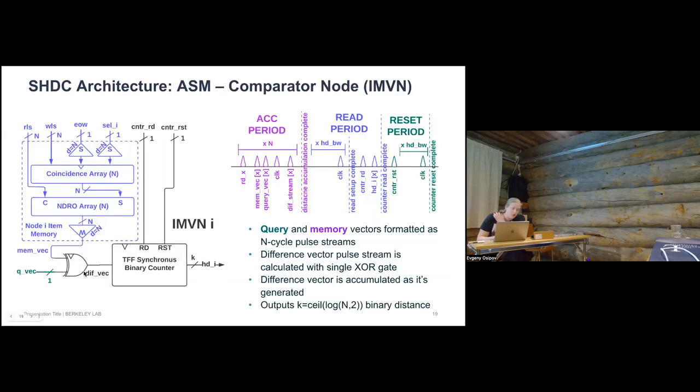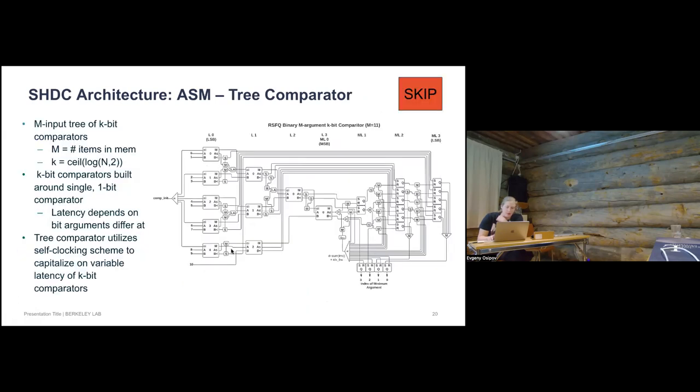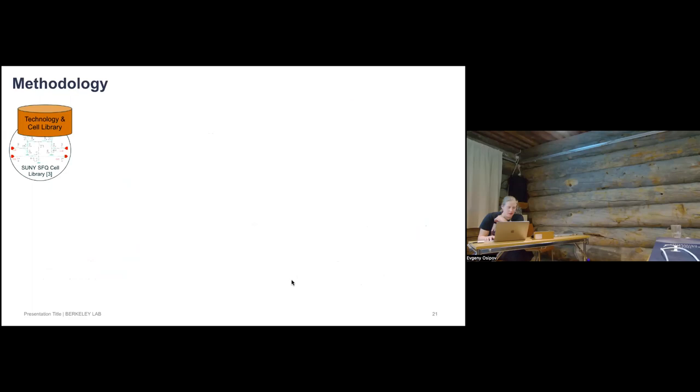Then with your memory vector and your query vector formatted as pulse streams, you just need one XOR. And then we build this TFF synchronous binary counter, and so you get a digital Hamming weight output at the end. This shows the various stages for the computation. The only thing to take away is that this is kind of naive. This was a first pass design, exploring the superconducting design space. This can be made a lot better, and I'm going to talk about that later.